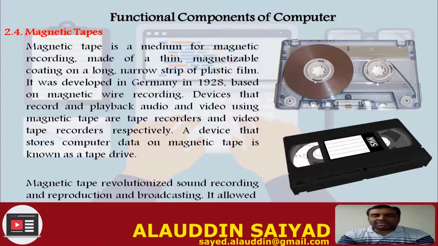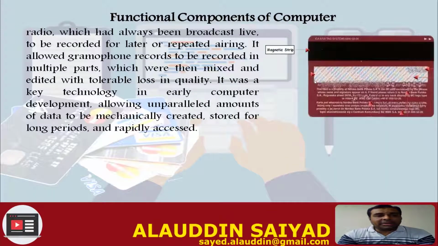The VCR will read instructions from the tape and will play the audio and video both on the television screen. Magnetic tape revolutionized sound recording and reproduction and broadcasting. It allowed radio, which had always been broadcast live, to be recorded for later or repeated airing.